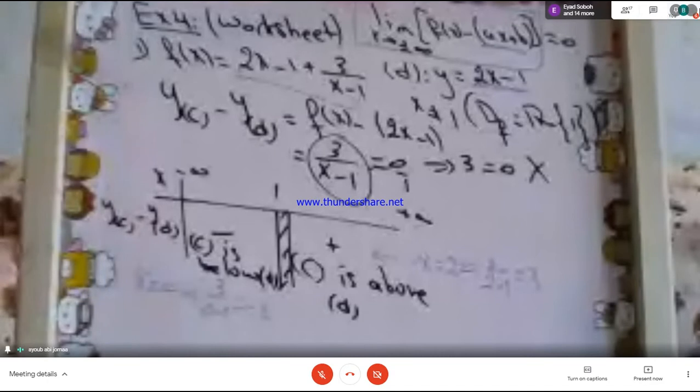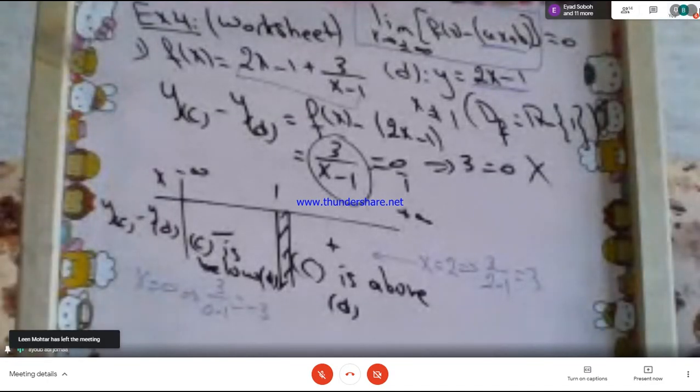Sure. The question, the second part of the question: study the relative positions between the curve and the line. What do you mean by relative positions? What we were saying at the beginning. Relative positions means the curve is above or the curve is below.